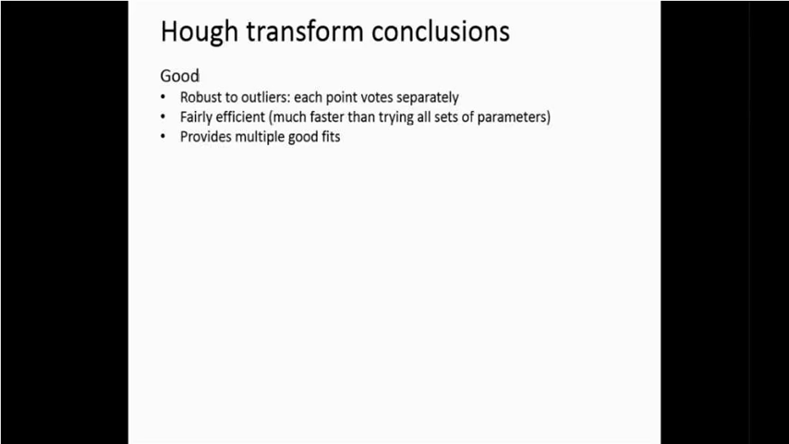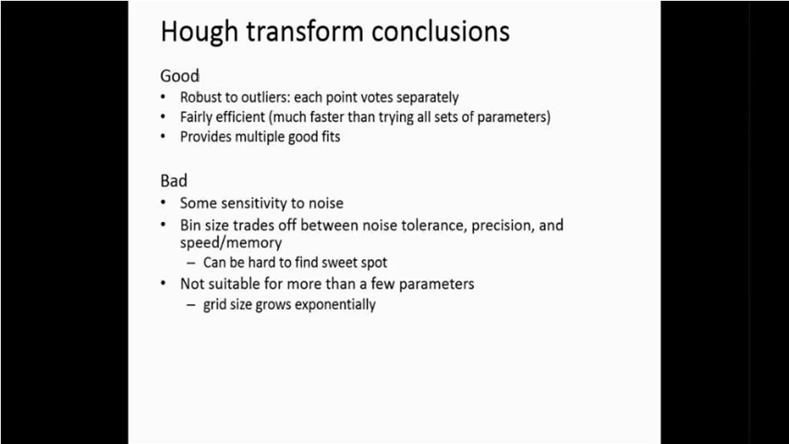So if you're trying to fit multiple circles or multiple lines to a scene, for example, or we'll use this in object recognition, if you're trying to fit parameters for multiple objects, then this allows you to do that. You're not just finding the single best answer. The bad things are that it can be sensitive to noise because perturbations in the input will shift your votes in parameter space. And then there are some parameters that you have to figure out, like the bin size or smoothing parameters. And sometimes it can take some trial and error to find the best parameters.